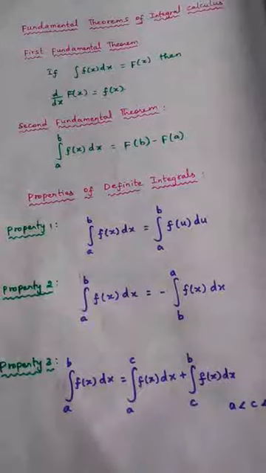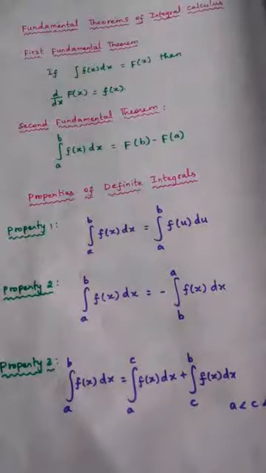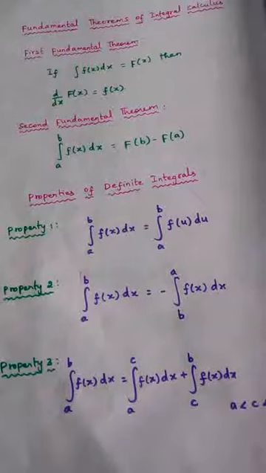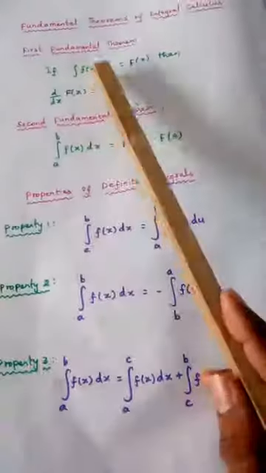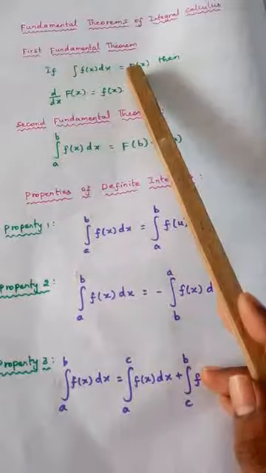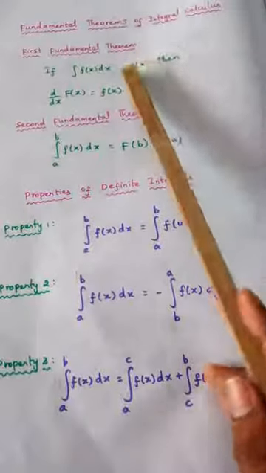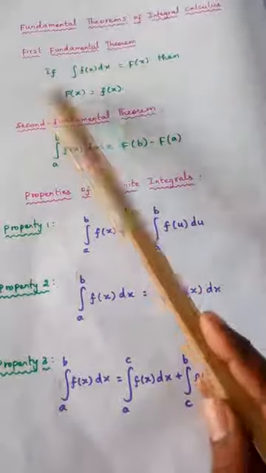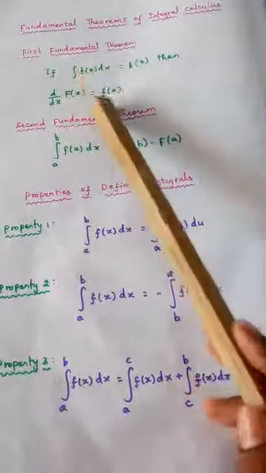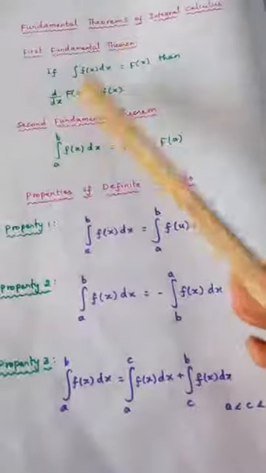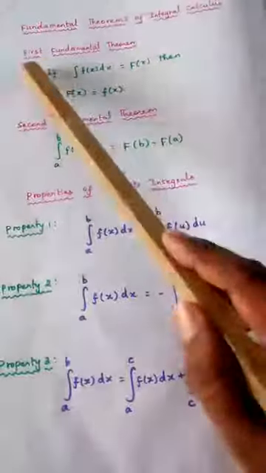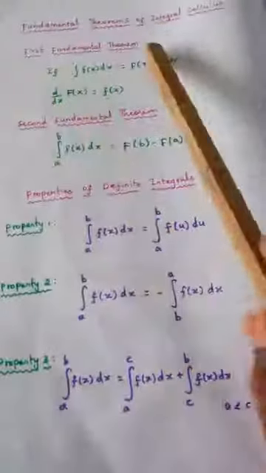And this is nothing but a statement telling that differentiation and integration are reverse processes, because when we integrate this, this is the answer. What is the reverse process? When we differentiate this, the answer should be small f of x. So integration and differentiation are reverse processes. That is called the first fundamental theorem.